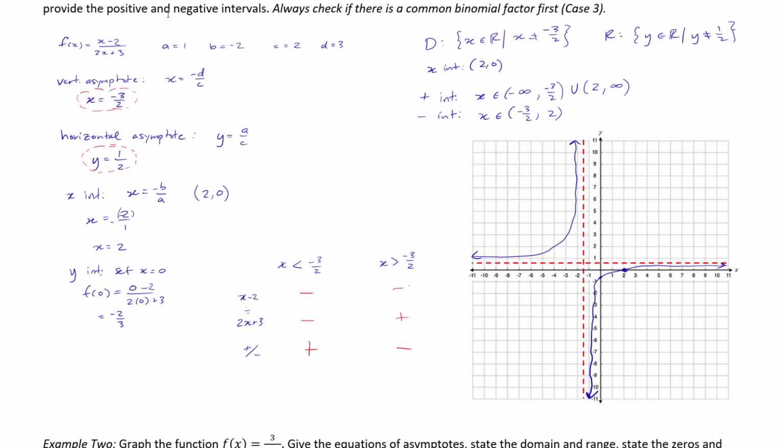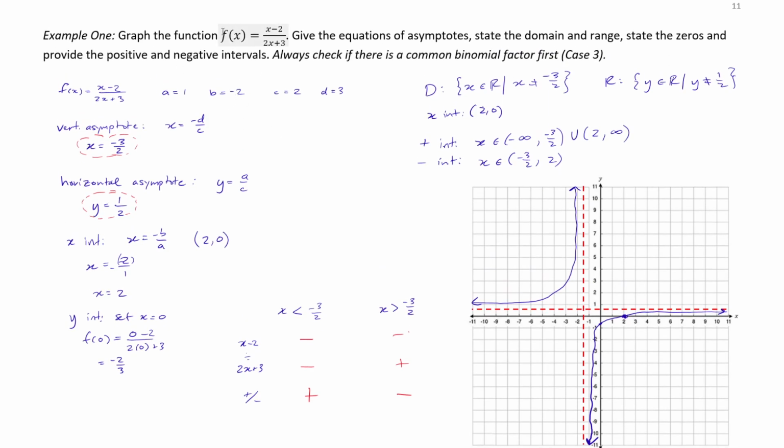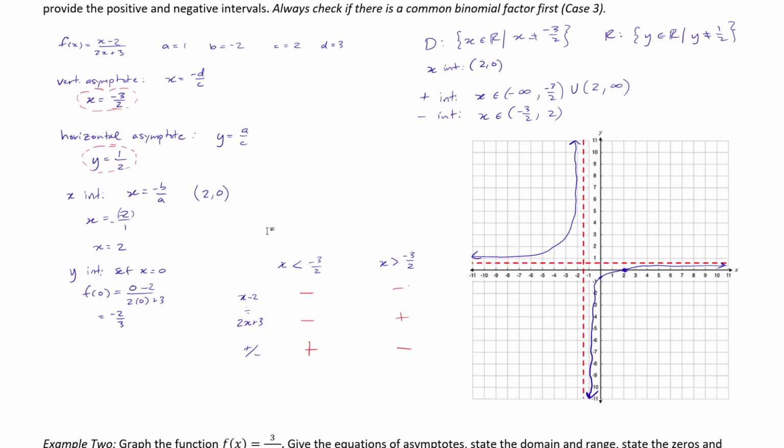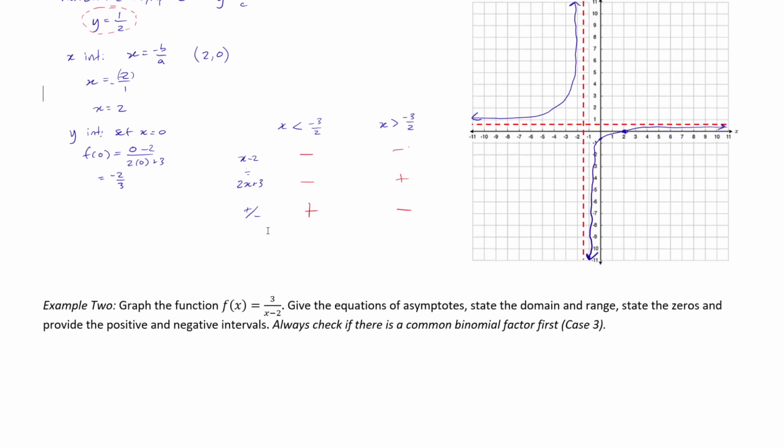Okay, so I think I've done everything that the question has asked us to do. I've got the domain, range, state the zeros, provide the positive and negative intervals, and then just checked everything over, and this looks good.